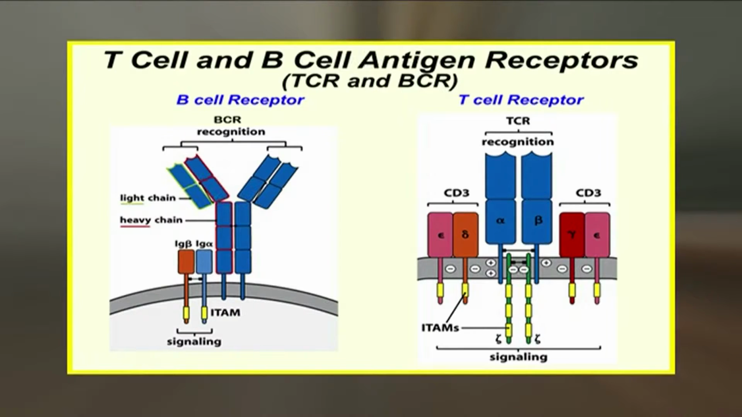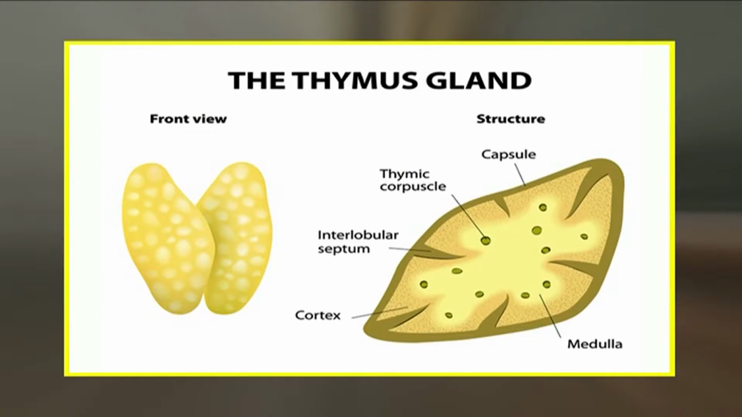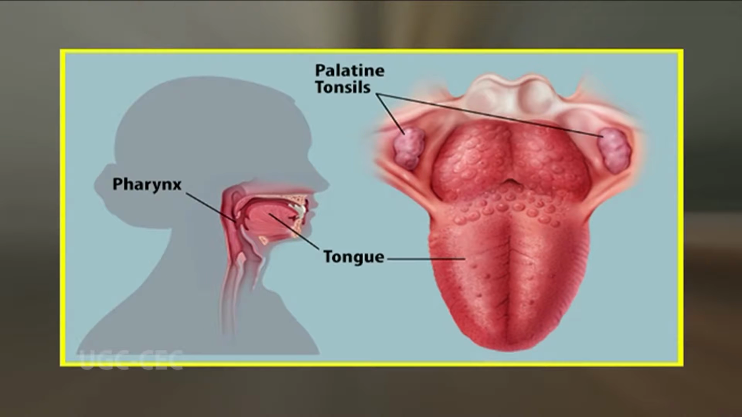T cells can be distinguished from other lymphocytes such as B cells and natural killer cells by the presence of a T cell receptor on the cell surface. They are called T cells because they mature in the thymus from thymocytes, although some also mature in the tonsils. There are several subsets of T cells, each having a distinctive function.